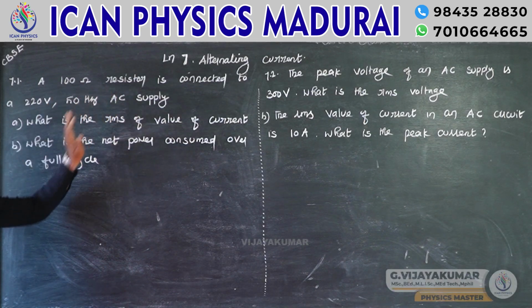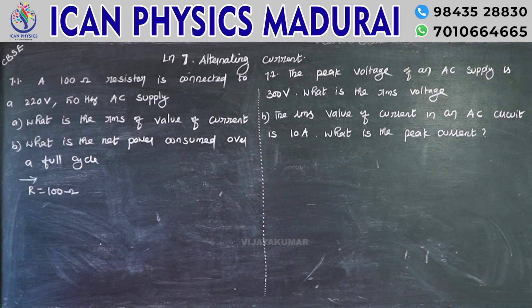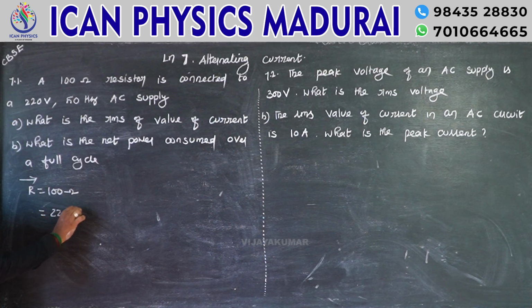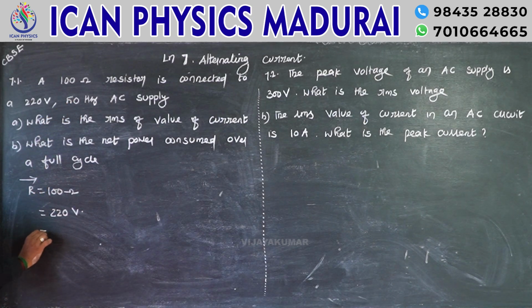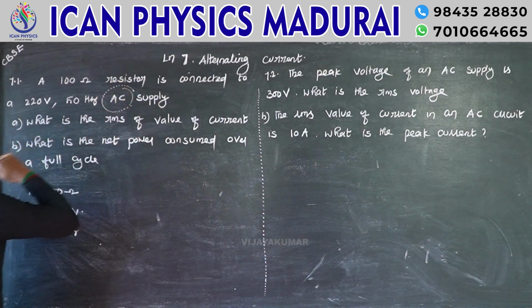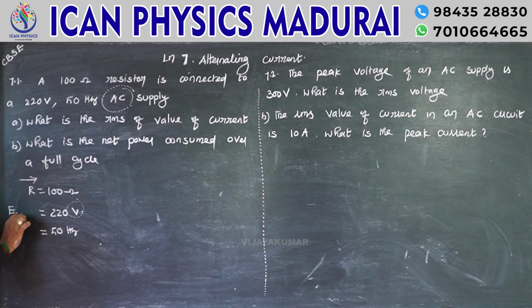A 100 ohm resistor. A resistor of resistance 100 ohm is connected to a 220 volt power supply of 50 hertz AC supply. When it is an AC supply, the 220 volt is taken as ERMS. So what is the RMS value of current?